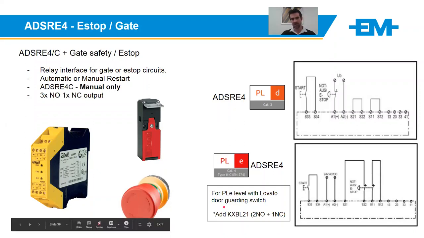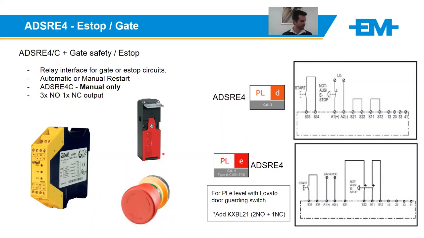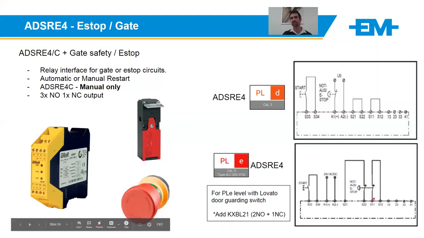Just a note on the door guarding solution. Our standard Lovato door switches, the safety type door switches, come with one normally open, one normally closed. To use the guard system with the ADSRE4 and two normally closed contacts, we would need to change the contact block of that system to the KXBL21.